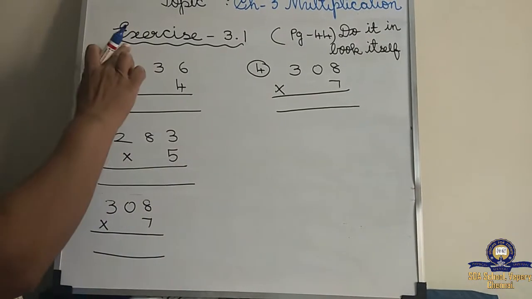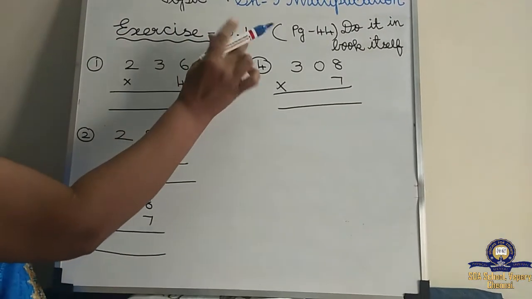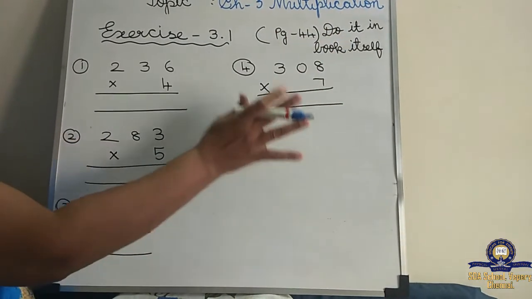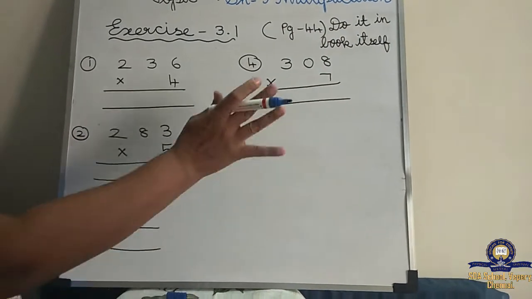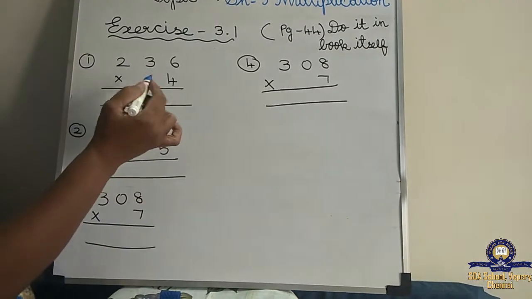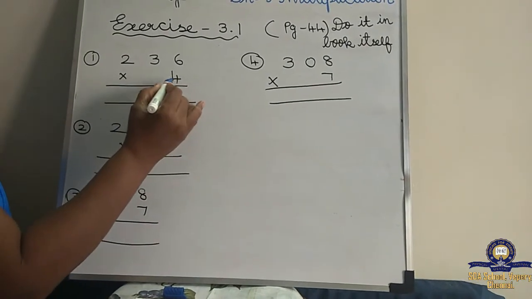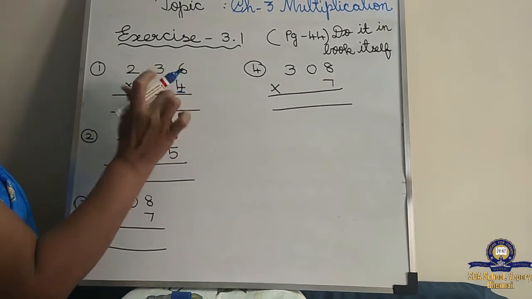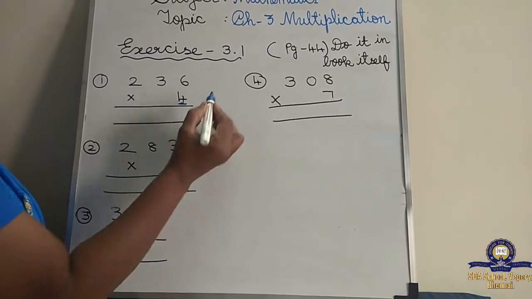Okay, children, now we'll move on to exercise 3.1. This is on page number 44. This also you can do in the book itself. Understood, children? Okay, now you have to be thorough in 4 tables. What tables you have to learn? 4 tables.